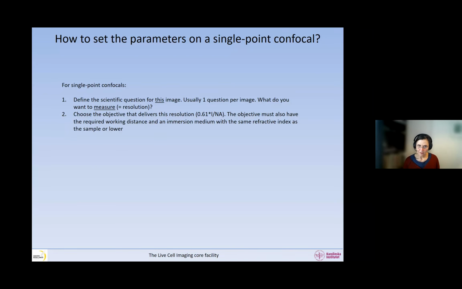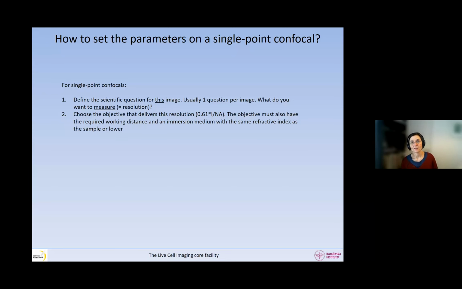On top of that, of course, we look at an objective that has a required working distance, because sometimes your sample is thick and you have to image inside, and therefore you will need a certain working distance. And then you look at an objective with an immersion medium that has the same refraction index as your sample or lower. So if it's mostly cells in a culture dish, you can use a water objective or an air objective.